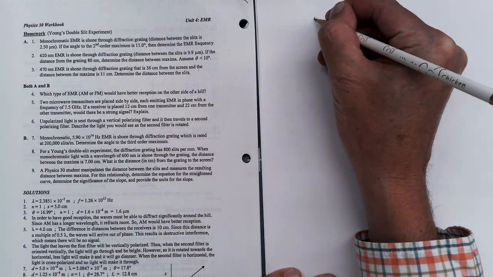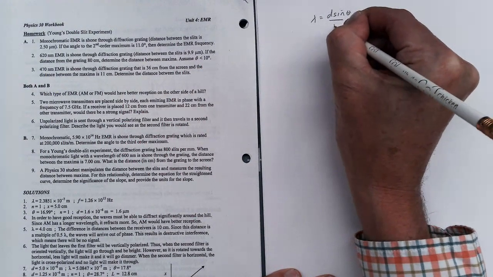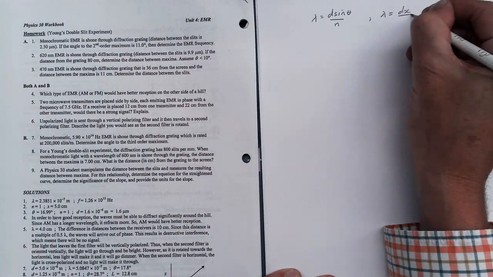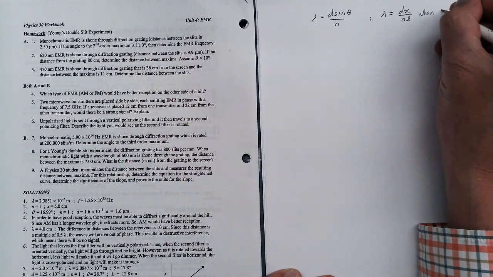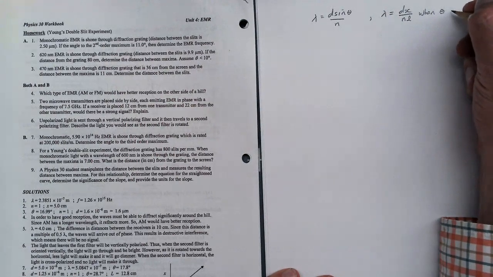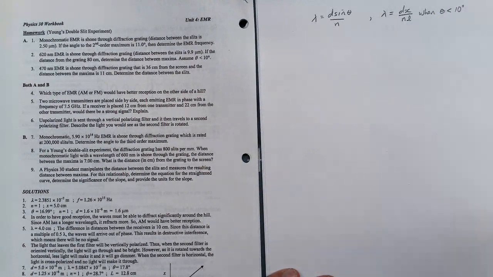You have the following. You have lambda equals d sine theta over n, and you have lambda equals dx over nL, only when the angle of deviation from the bright spots is less than 10 degrees. Okay, that's when it applies.